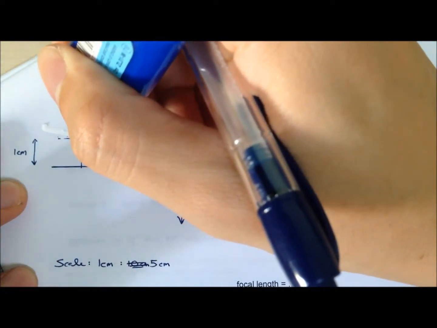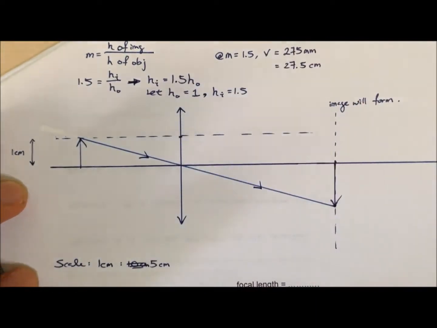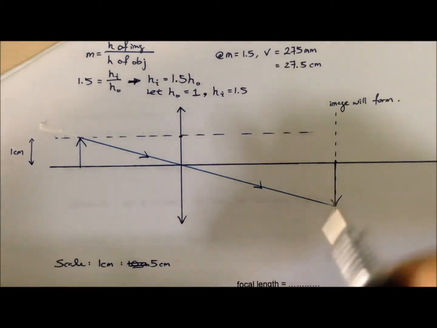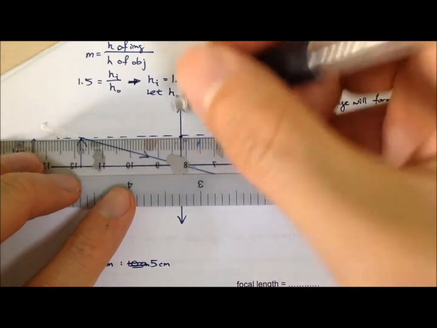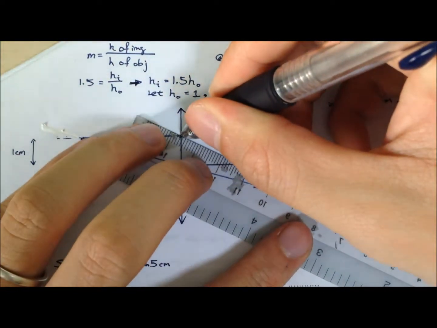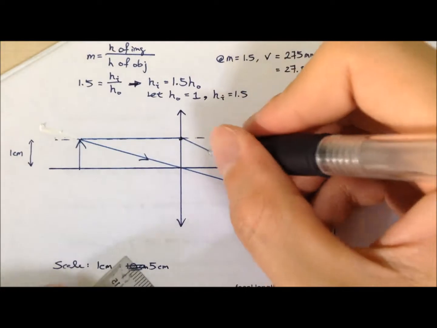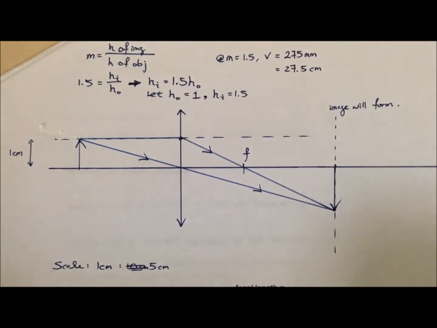Erase this line. Draw the ray arrows. And then now I need to determine my focal length. But since now I have my object, it is pretty easy. Just draw this. Cuts to here. This will be my focal length.